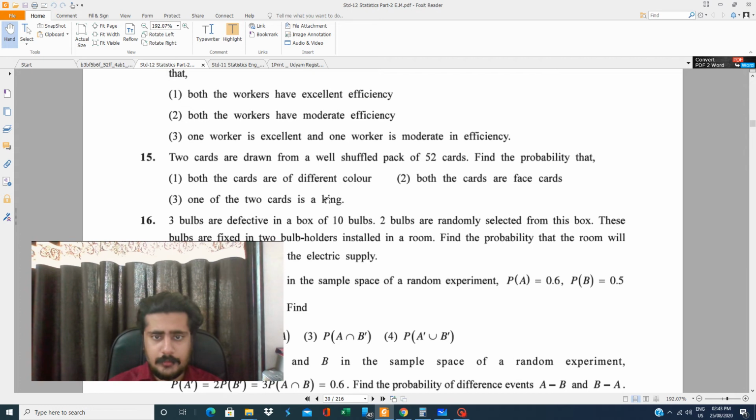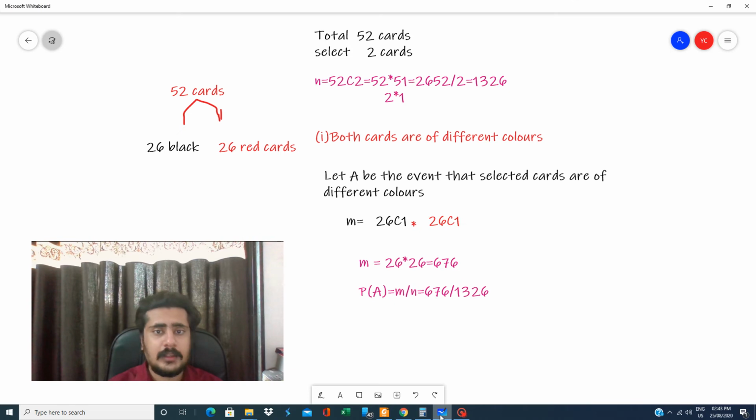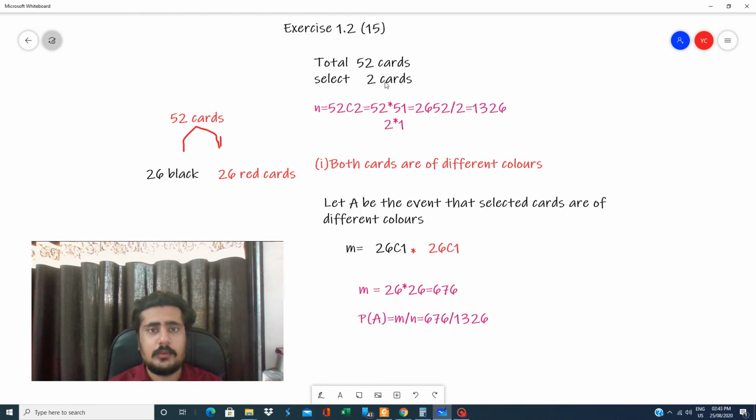Two cards are drawn from 52 cards. You have to find the probability that, number one, both cards are of different color. Number two, both cards are face cards. And number three, one of the two cards is king. Let us see now. Both cards are of different colors. You have to select two cards from 52 cards. So the possibility is 52C2.